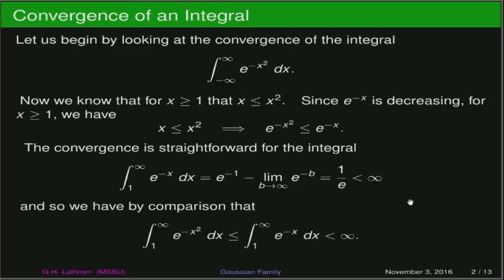And so by comparison, because e to the negative x squared is going to be less than or equal to e to the negative x, then the integral from 1 to infinity of e to the negative x squared dx is going to be less than or equal to the integral from 1 to infinity of e to the negative x dx. And so we have convergence of that portion.